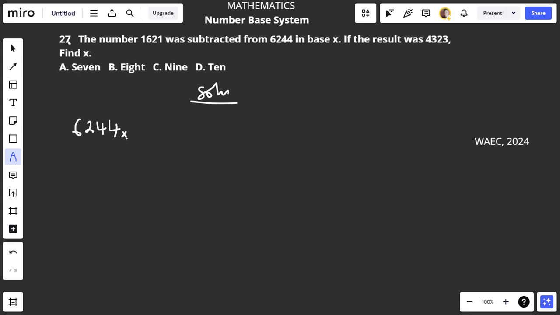6244 base x minus 1621 base x. And the result was 4323 in base x. So we are to find the base at which this subtraction took place. The secret to do this is converting each of these numbers to base 10. And from there, you'll be able to find your x.